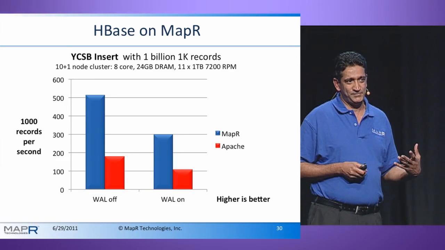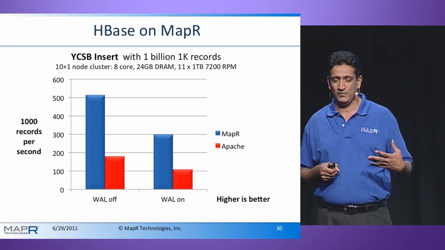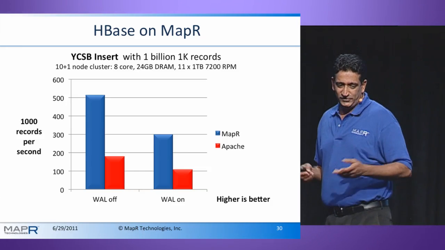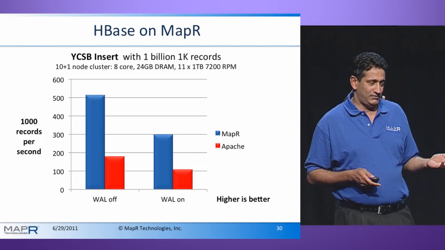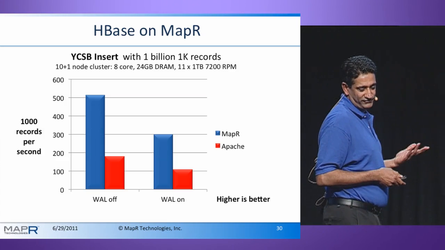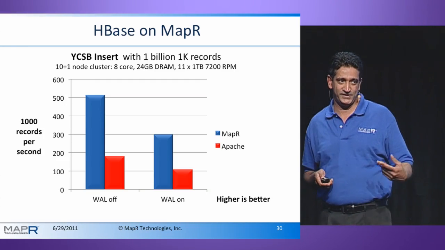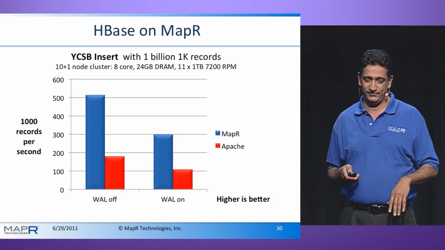Then we ran a YCSB benchmark test on 1 billion 1K records on the same 10-node cluster, with the write-ahead log on and write-ahead log off. It seemed to do reasonably OK. You can do about 500,000 records per second insert with the log off.